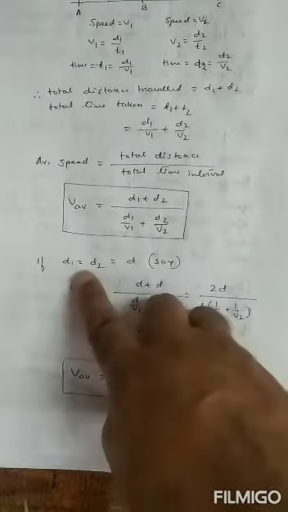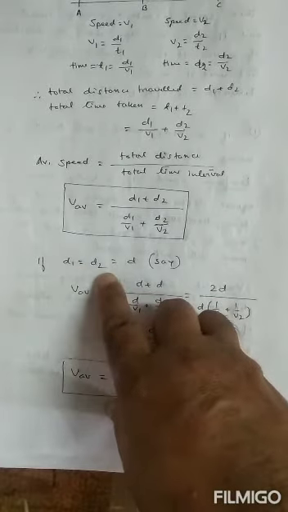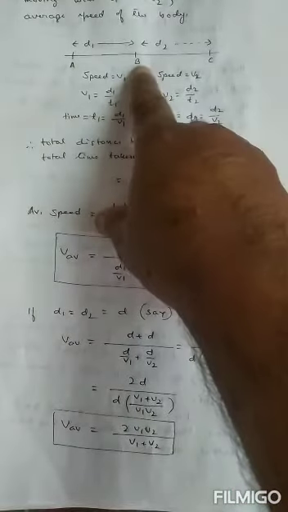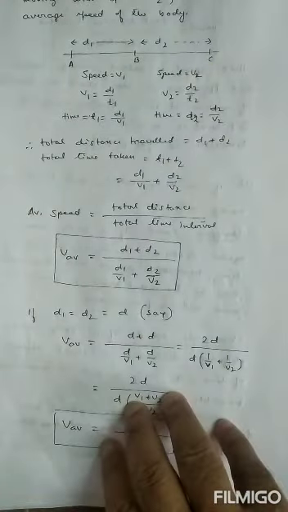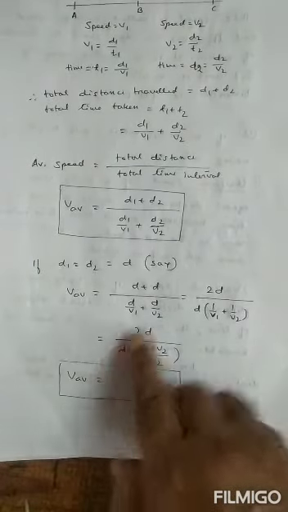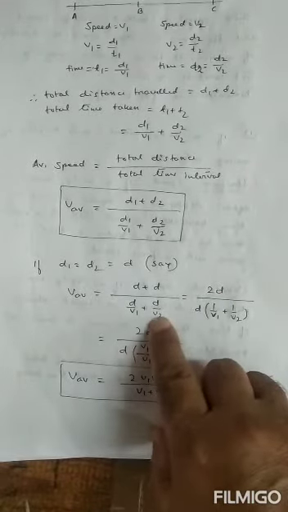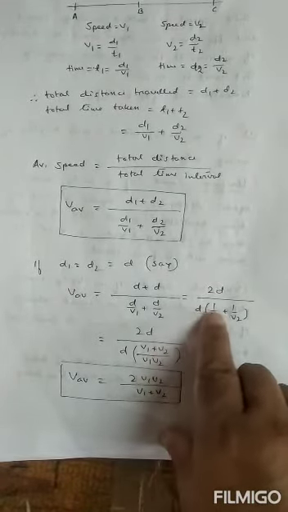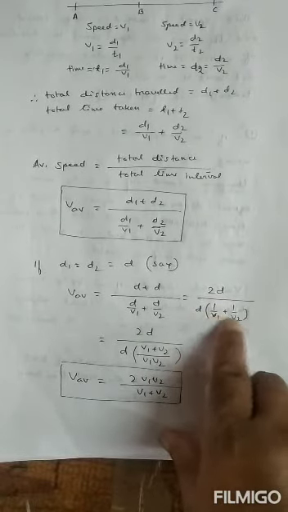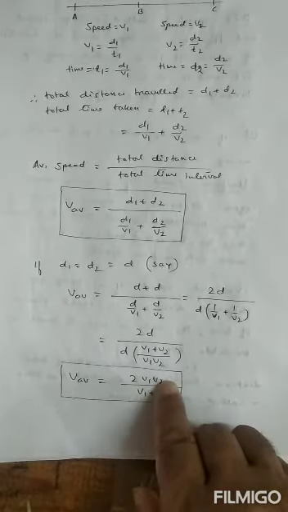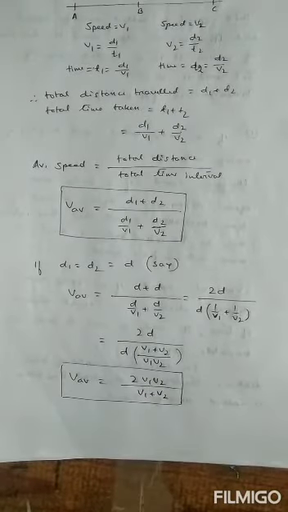But if the distances d1 and d2 are equal, that means the distance from A to B and from B to C are equal, then what is average speed? D plus D is twice D, divided by D by V1 plus D by V2. If I take D common, 1 by V1 plus 1 by V2, and I take the LCM, we get average speed equal to twice V1 V2 divided by V1 plus V2.